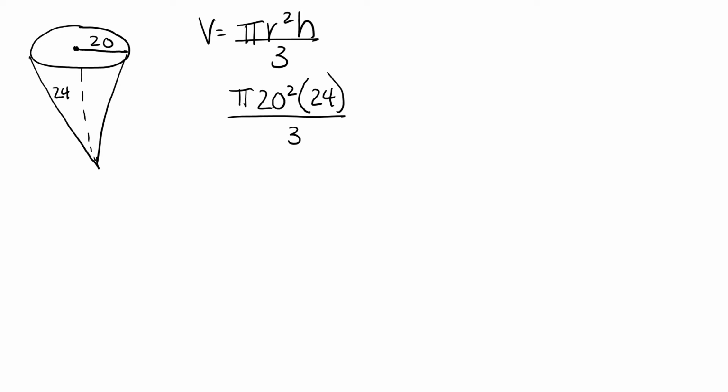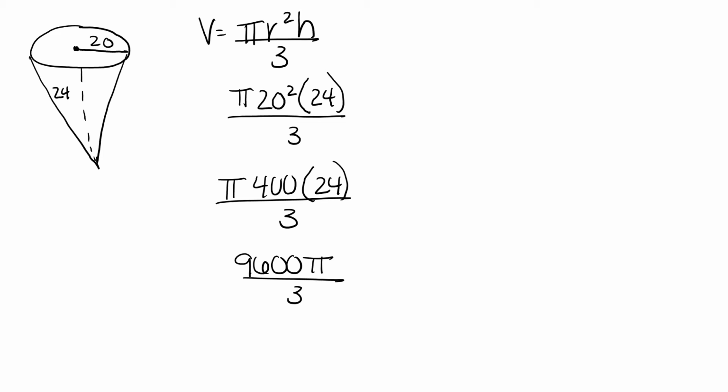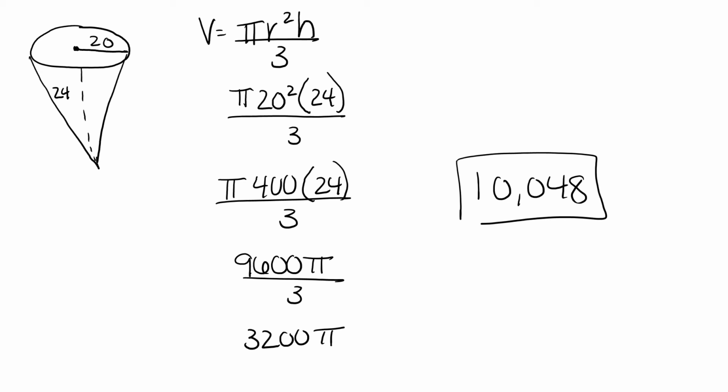20 squared, or 20 to the second power, is going to give us 400. 400 times the height, 24, is going to give us 9600. 9600 divided by 3 gives us 3200. And then the directions tell us to use 3.14 for pi. So 3,200 times 3.14 gives us an answer of 10,048. There are no decimals, so we do not need to round.